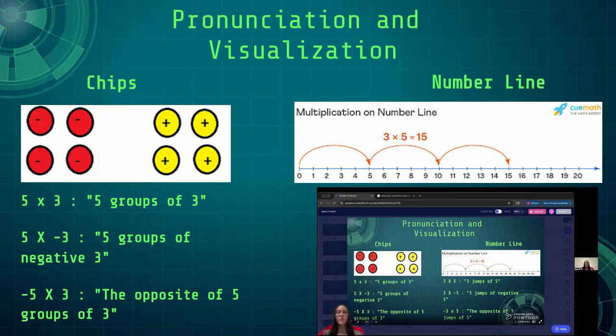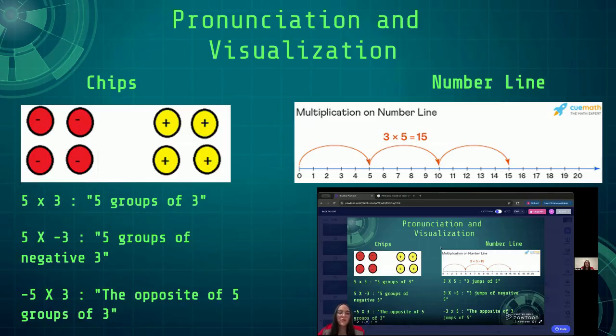So we're going to be talking about chips first. For chips, we're going to be using red chips or red circles to account for negative numbers and yellow chips or yellow circles to account for positive numbers. As I said, pronunciation is key. For chips, we can replace the times as groups. So it would be draw 5 groups of 3. There you go. Pronouncing it just told you how to solve your problem.